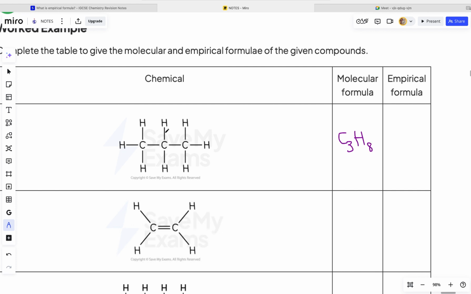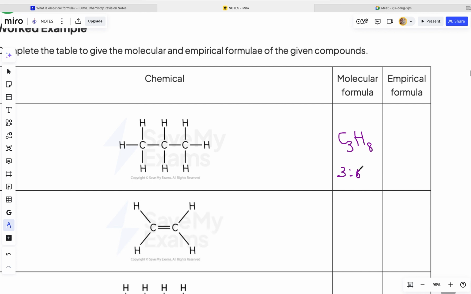Now, they also want us to write the empirical formula. This one, you cannot reduce the ratio, and you cannot do decimal. You cannot say, oh, 3 divided by 3 is 1, 8 divided by 3, 2 point something, or whatever. You don't do that. Since you cannot reduce it to a simpler ratio, the smallest ratio is 3 to 8. You cannot further reduce this ratio of carbon to hydrogen. It's only when we can reduce it that we reduce.